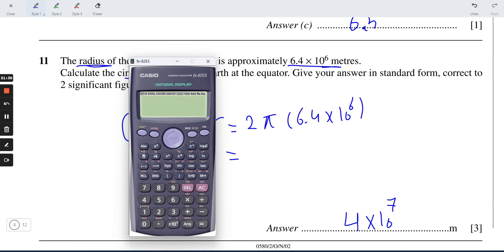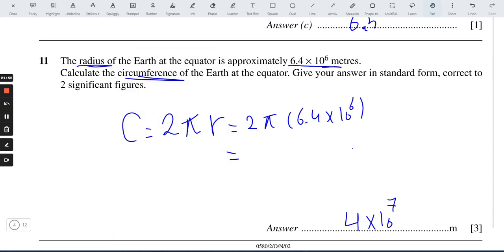And once you have finished working with the standard form, reset it back. So shift clear, again shift clear, shift 9, then 1, then yes, then AC. Now it's ready. Okay, so this is question 11.